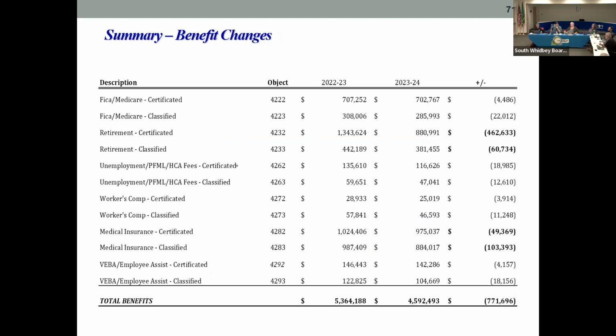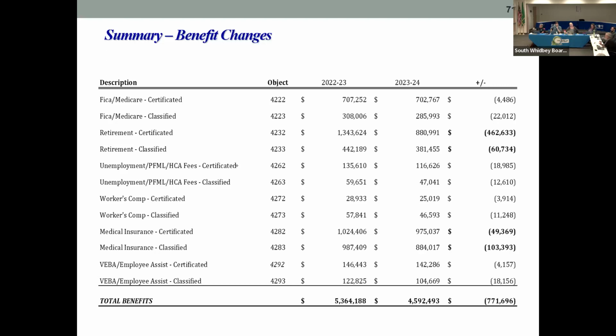So when I talk about benefits, you see that they go down almost $772,000 from the previous year. Even though salaries went down slightly, the biggest difference is retirement rates. The retirement rates dropped about 5%. The state has got to a point where they feel like they're funding their retirement system so they can back off, where it used to be almost 15% for a certificated staff that we'd pay in retirement rates on their salary. It's now about 10% roughly. So that saved us a lot of money across the board.